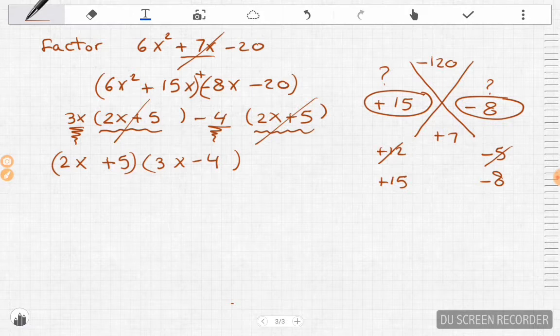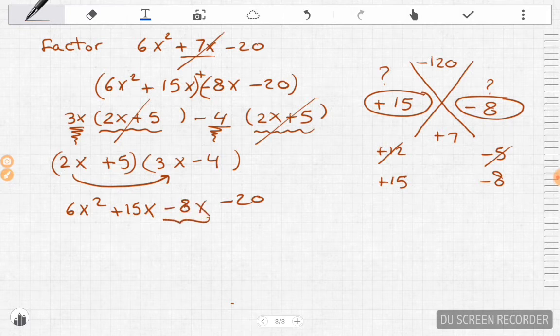If you want to make sure your work is correct, and I highly recommend you do so, use FOIL to make sure you have the same answer. I have 2x times 3x, that gives me 6x squared. And I have 5 times negative 4, that gives me negative 20. Now use the inner and outer. 5 times 3x gives you 15x. And then I will have 2x times negative 4, which gives me negative 8x. If you combine these two together, they give you 6x squared plus 7x minus 20. That means my work is absolutely correct.